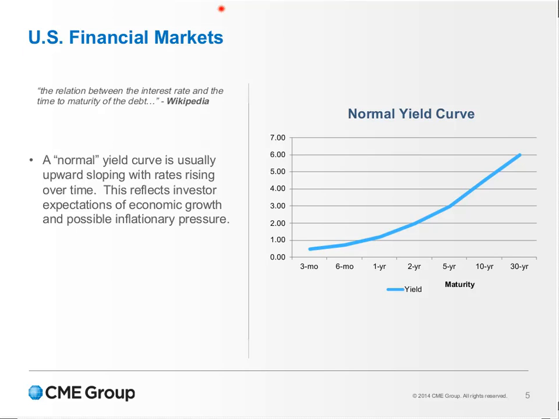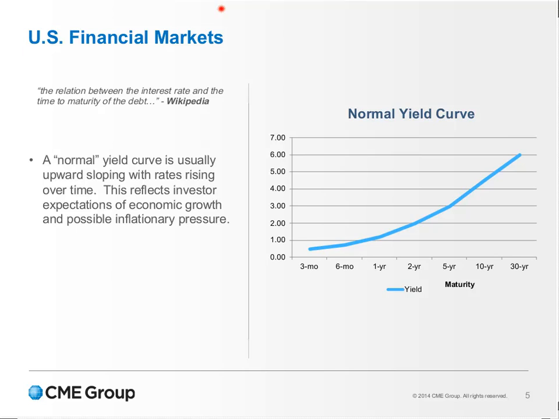But what we're going to be talking about a lot is that these different instruments all have different yields, everything from a 1-month, 3-month out to a 40-plus year yield. And this is a normal upward sloping yield curve. Most of the time, the yield curve is upward sloping, and what it reflects is investor expectations of economic growth and the possibility of inflation.